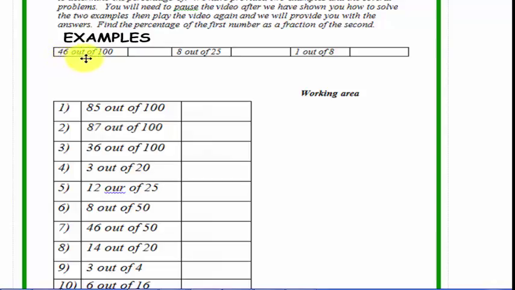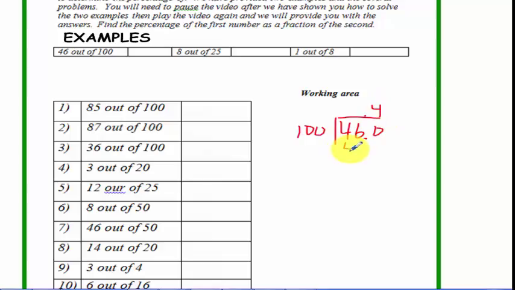We have 46 out of 100. How do we determine that answer? Well, first of all, we are going to put a 46 here, and we are going to divide it by 100. Let me draw this up for you. Okay, 100 can't go into 46. We have our little decimal point up here. However, when we make it 460, it can go in there 4 times.